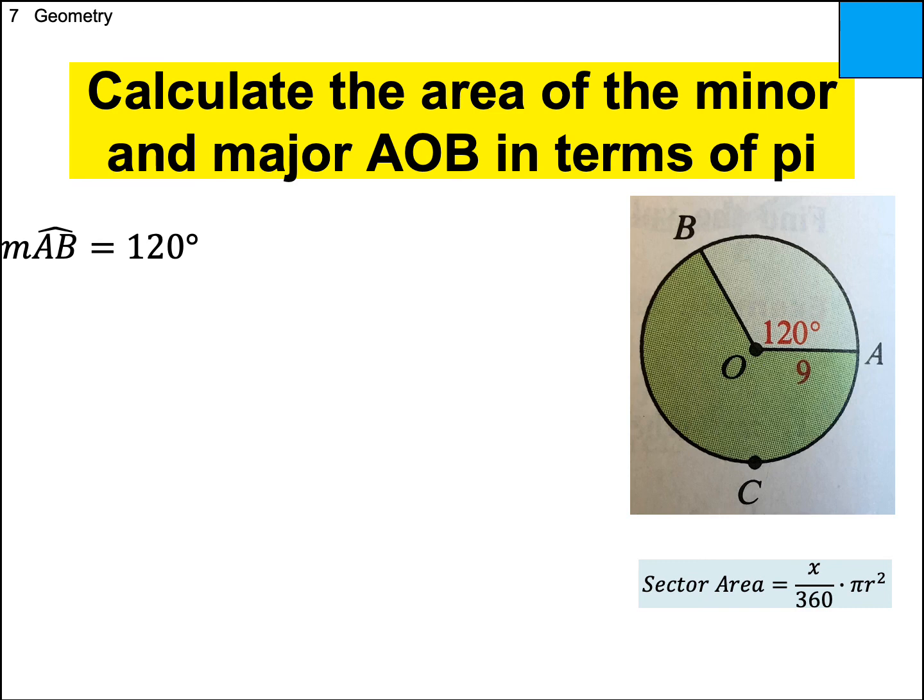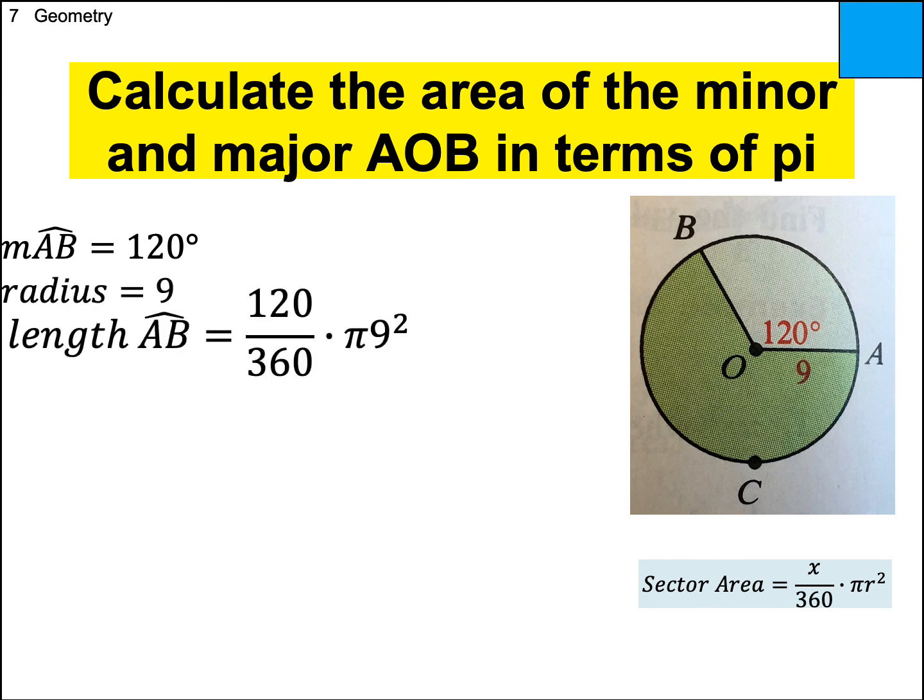We know that the central angle is 120, so therefore the measure of the arc is 120 as well. We know the radius is 9. That's all we need to plug into our formula. It says leave in terms of pi, so don't multiply by 3.14. So 120 times 81, that's 9 squared, all divided by 360, and then tack on a pi, we get 27 pi units squared.